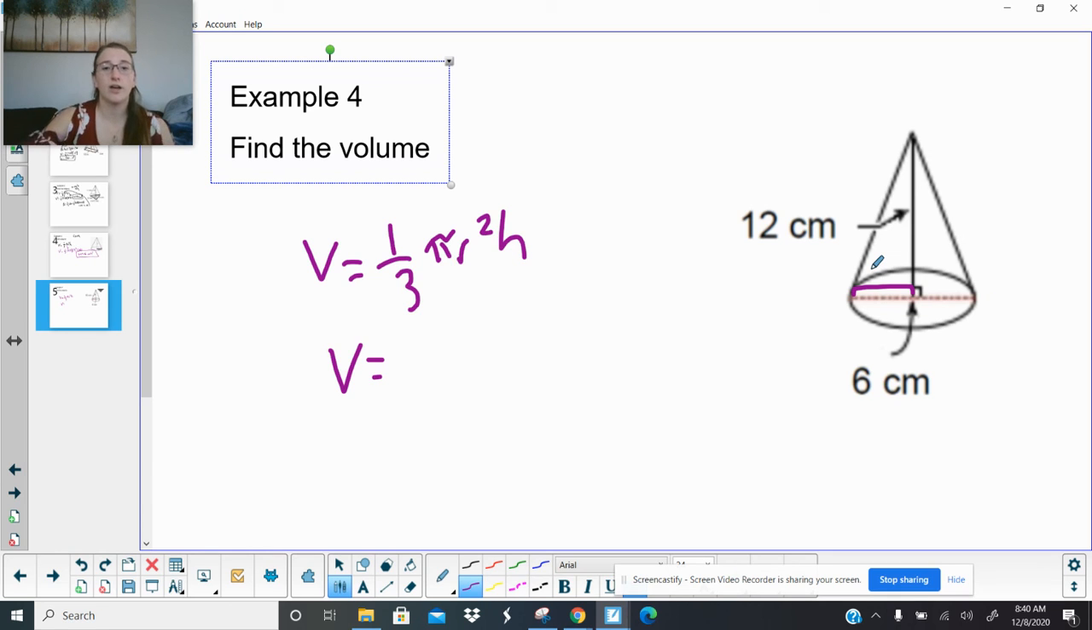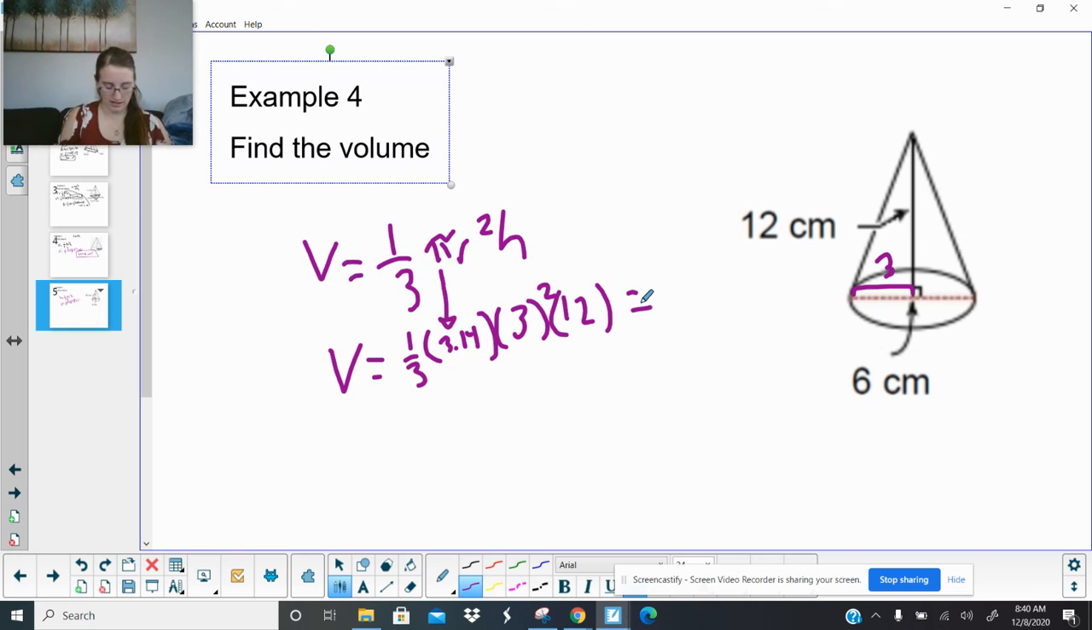Okay, so we have 1/3. Once again, I'm going to go ahead and use 3.14. You can use the pi button. It's fine. We're just going to need to round our answer in the end. Now, R is, if this whole thing is 6, if the diameter is 6, R is going to be 3, half of it. So this is the only little tricky thing here, is just being careful that you know what information we actually need. That's going to be 3. And our height is 12.